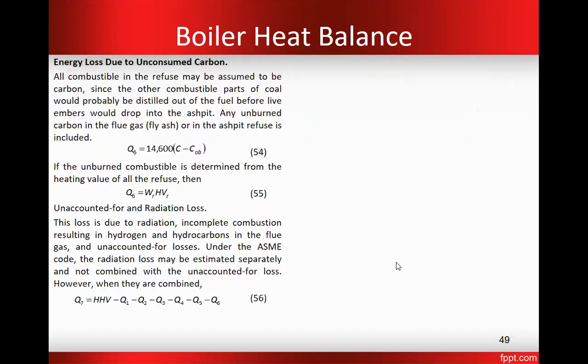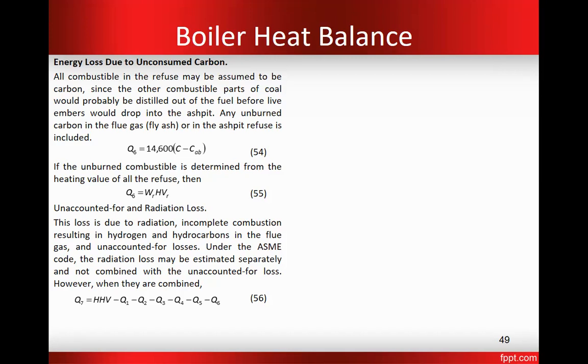Okay. So, energy loss due to unconsumed carbon. All combustible in the refuse may be assumed to be carbon, since the other combustible parts of coal would probably be burned out of the fuel before live embers would drop into the ash pit. Any unburned carbon in the flue gas, or fly ash, or in the ash pit refuse is included. So Q sub 6 is equal to 14,600 times (C minus C sub ab), equation 54.